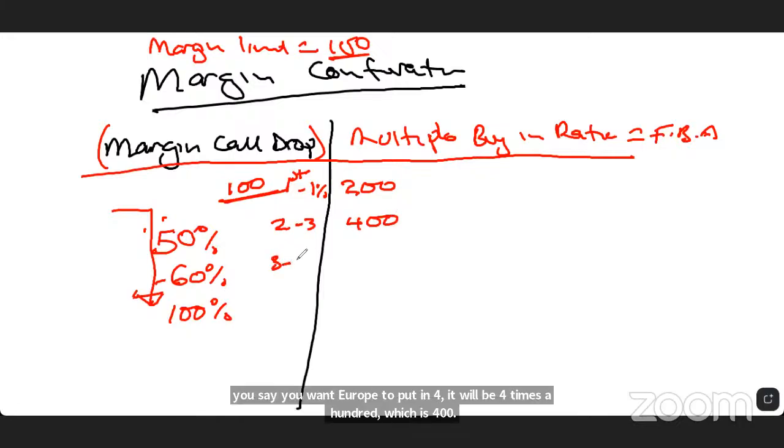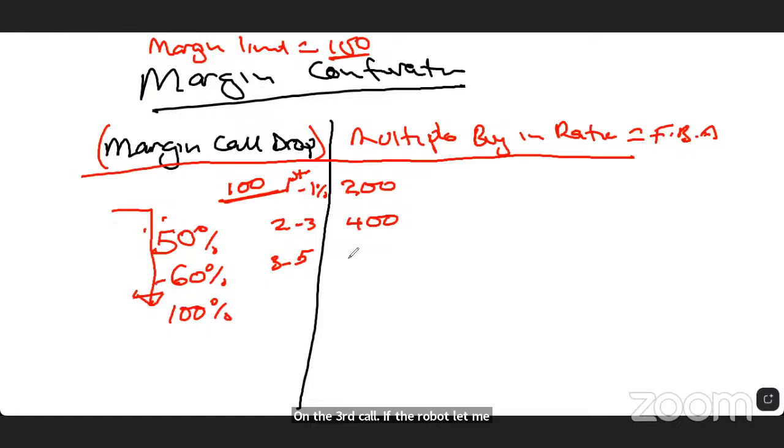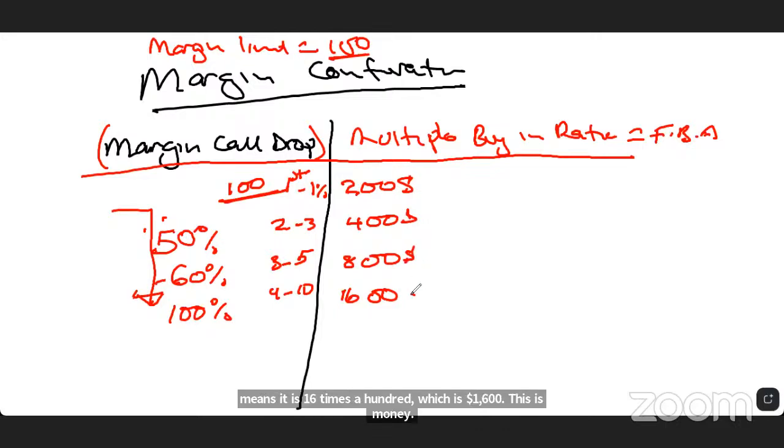On the third call, if the market drops by 5, you want your robot to buy in 8. It means 8 times 100, which is 800. On your fourth call, when the market drops 10%, you want your robot to buy 16 times. It means 16 times 100, which is $1,600. This is money. You must have this money in your account. But allow me to teach this.